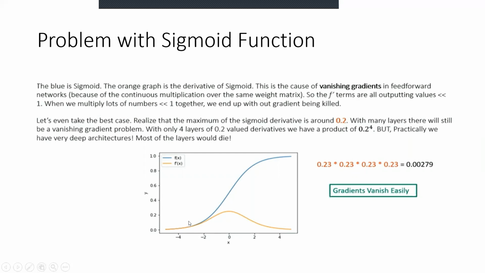What I can say is that this blue line is a sigmoidal function. When I take the derivative of this blue line, you will see that the derivative is the yellow one, and this yellow one has a maximum value of 0.2, nearer to 0.23 or 0.24. So when a small value is multiplied with another small value, my value is getting smaller and smaller. Like 0.2 multiplied by 0.2 becomes 0.04, which is smaller.